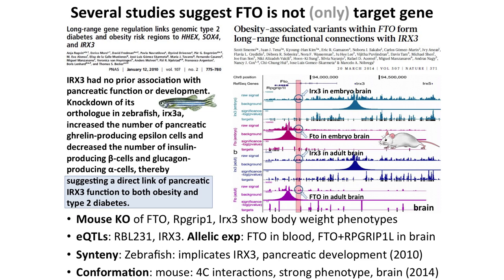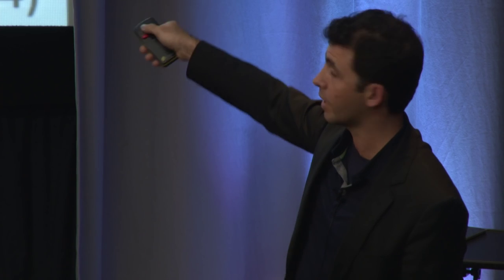So this is not the first time that the FTO locus is implicated with IRX3. In fact, in 2010, there was a paper in zebrafish that basically, again, predicted that there's a direct link between pancreatic IRX3 function and obesity and type 2 diabetes. But again, these papers are agreeing on IRX3, but they're sort of the only ones. There's a lot of other papers that are suggesting that FTO is the target, that this other gene nearby is the target, that eQTLs are pointing to two genes, allelic activity is pointing to different genes, the mouse knockout is pointing to some genes, the synteny is implicating IRX3, and 4C conformation is suggesting that, in fact, it's the brain that is the relevant organ.